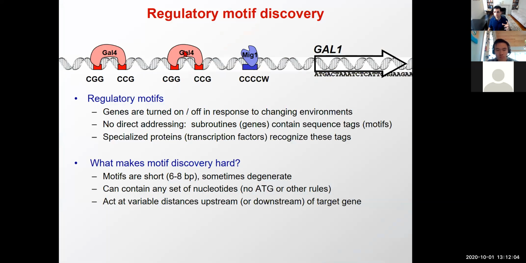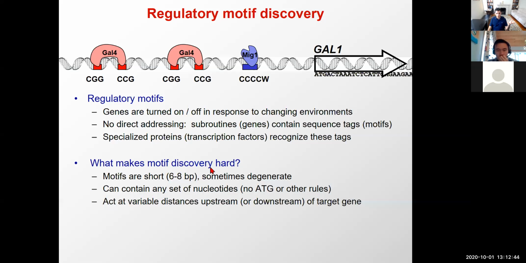So when these guys bind, they recruit a lot of machinery, which eventually converges on the promoter of GAL1, where there's a TATA box, and then that's where polymerase binds and initiates transcription and ultimately translation at the ATG. So genes are turned on and off in response to changing environments, and there's no direct addressing. I don't know if you guys remember go-to routines in C and assembly and so on and so forth. These don't exist in genomes. The subroutines, i.e. the genes, contain within them sequence tags, which are motifs, and then there's specialized proteins, which are transcription factors that recognize these tags.